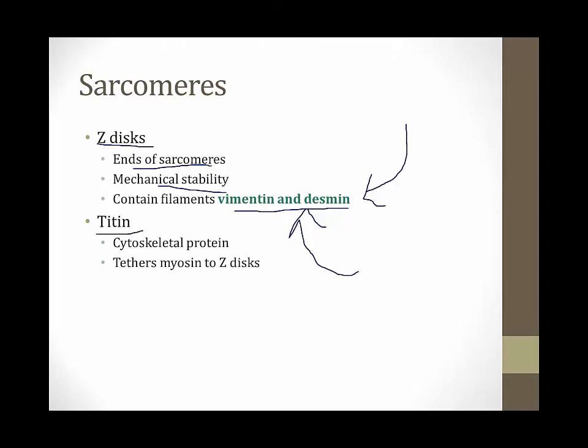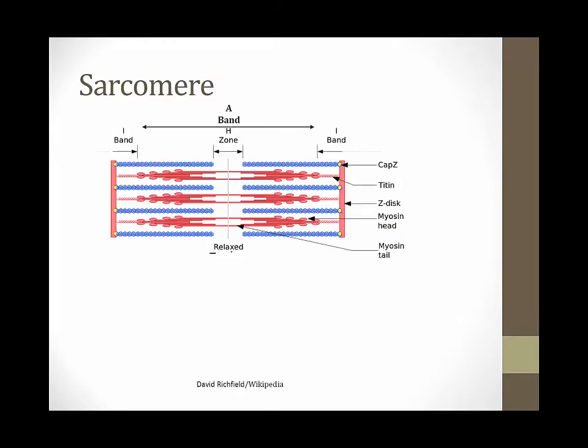And then finally, titin is a cytoskeleton protein that tethers myosin to the Z discs, and we'll see a picture of this in the next slide. Here's a drawing of the sarcomere in the relaxed state. The blue structures here are the actin filaments, the red structures are the myosin filaments, the myosin tails are towards the center, the heads are these little red circles towards the sides. The Z discs are thick structures that serve as scaffolding on the sides, and then these are the titin proteins that connect the myosin filaments to the Z discs.